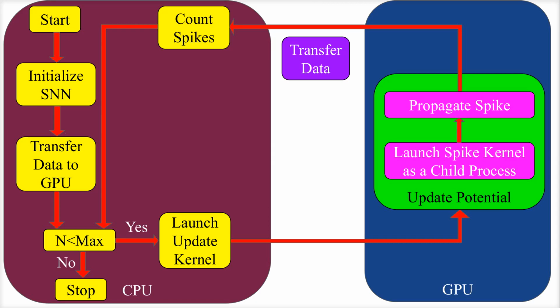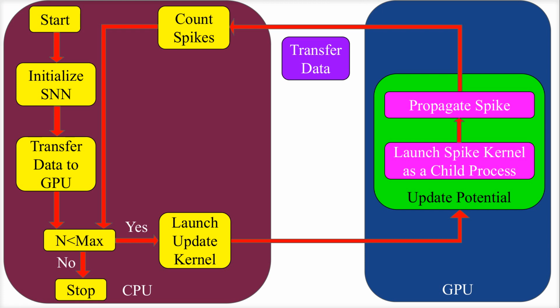The next state-of-the-art implementation is active potential. The descriptions of the state-of-the-art implementations are given in the GitHub repo. This active potential implementation is basically a recursive, or nested, implementation. Whenever we launch an update kernel, this update kernel will propagate a spike, and the spike propagation will be launched as a child kernel on the GPU.